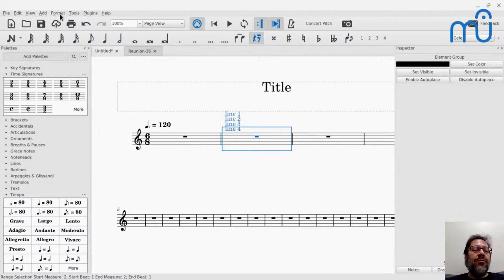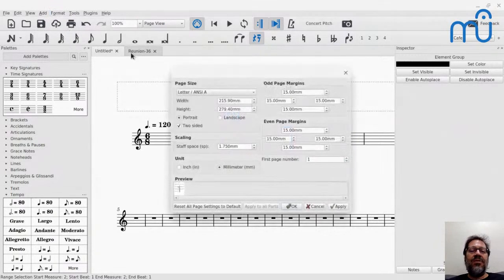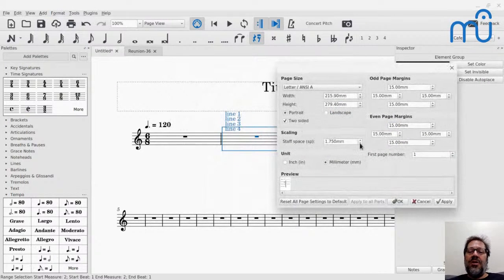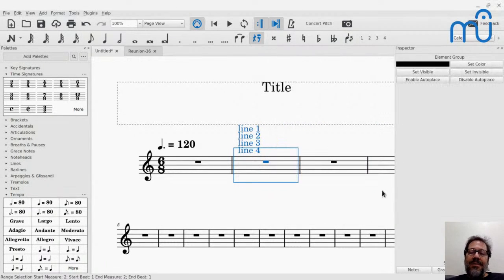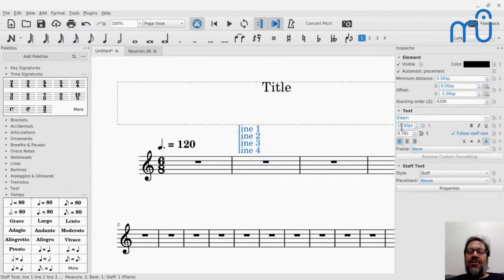So if I go to Format, Page Settings, and I change the staff space, make it bigger, and this is just millimeters. Now my staff space is bigger. Suddenly, this font is still 10 points as far as the inspector is concerned, but it's much bigger now, right? That's because it scaled, it got bigger. Everything scales with staff space in MuseScore, other than the things that say not to.